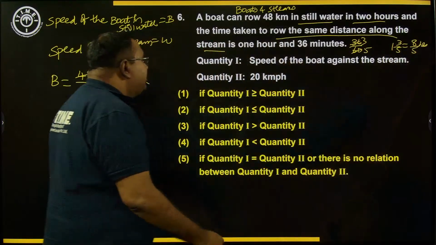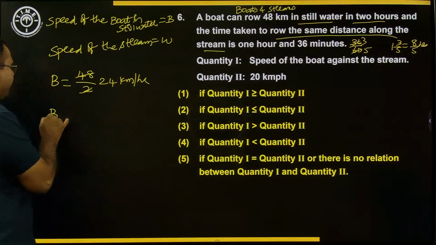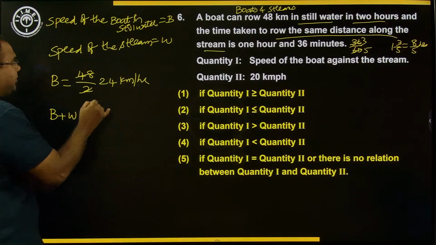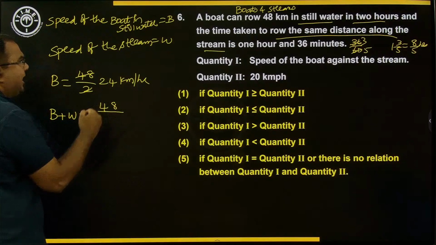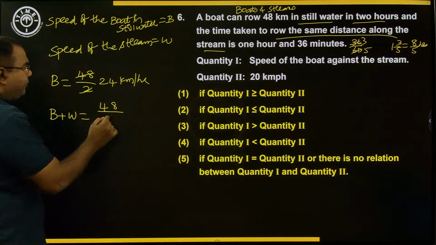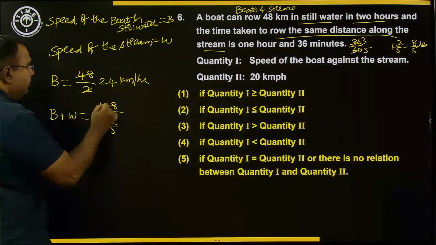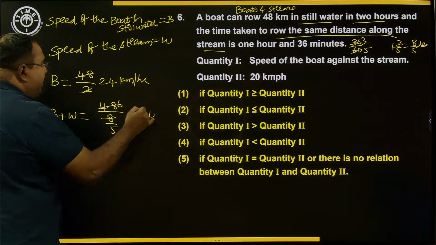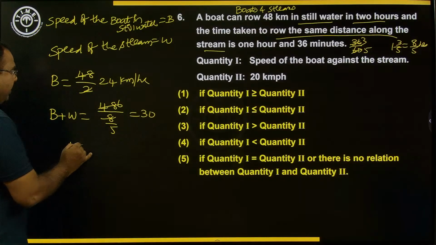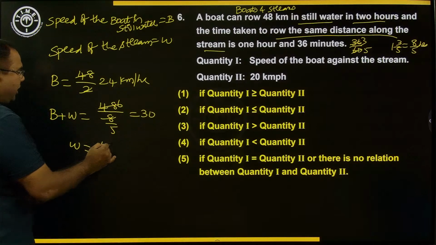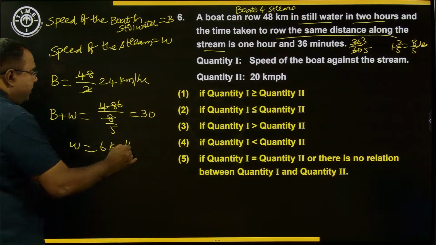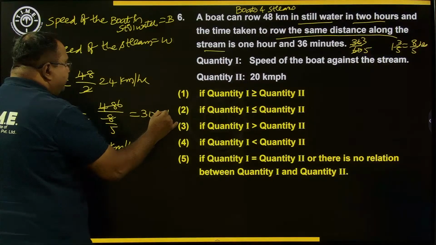So downstream speed is B plus W. Same distance 48 by time taken 8 by 5 hours. So B plus W is 30. When B is 24, my W should be 30 minus 24. It is 6 kilometers per hour. This is 30 kilometers per hour.